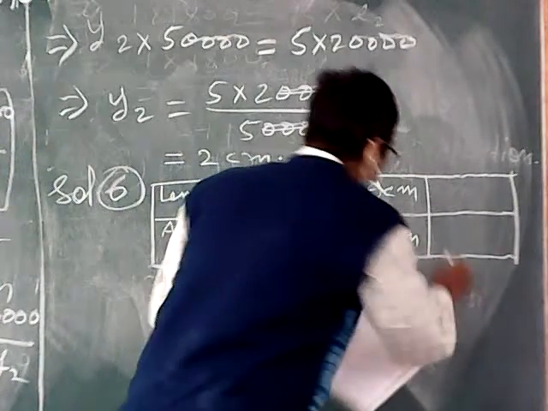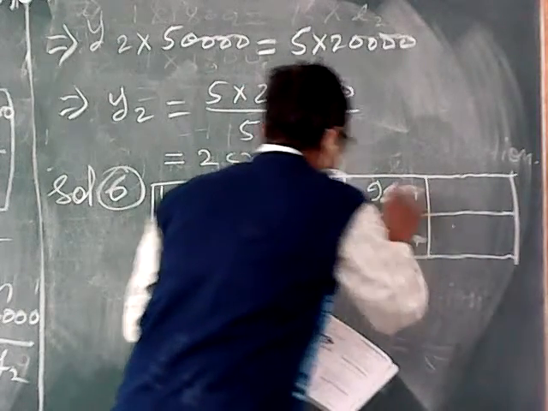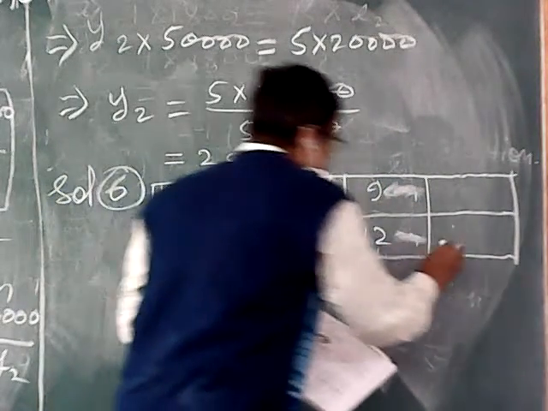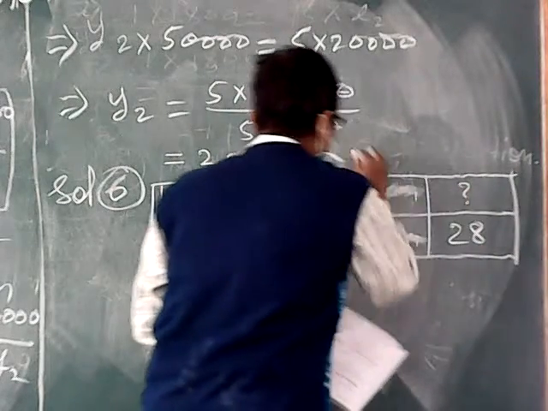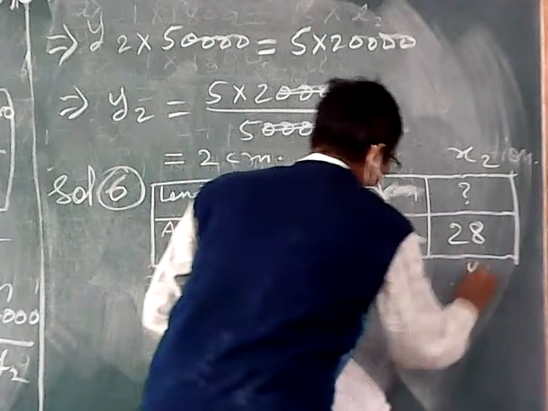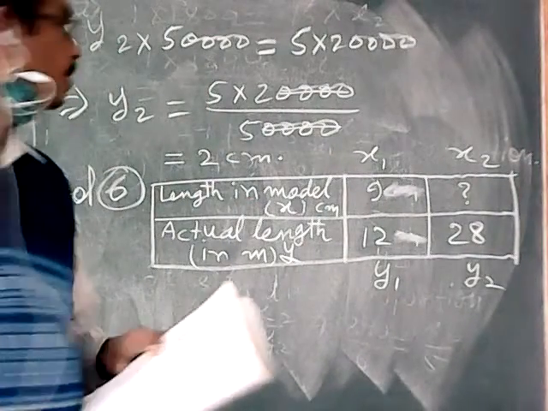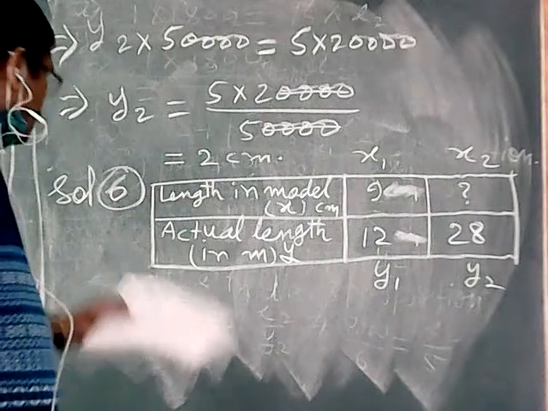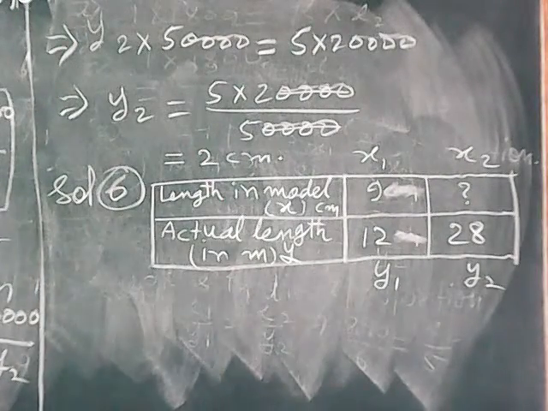So when actual length is known, write as centimeter because we have already centimeter. So if actual length is 28, what is this? So here x1, x2, y1, y2. Now again, it is a direct proportion. So use direct proportion.